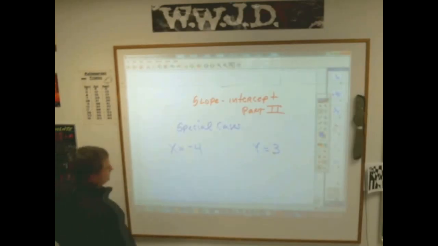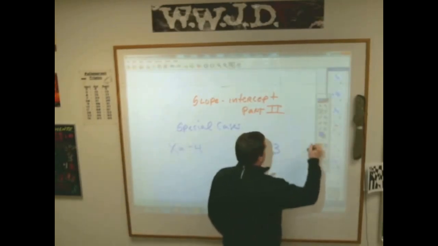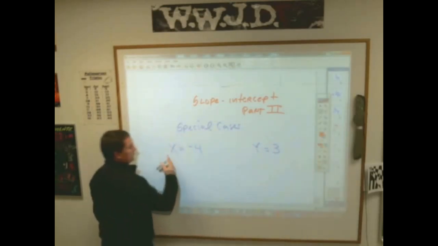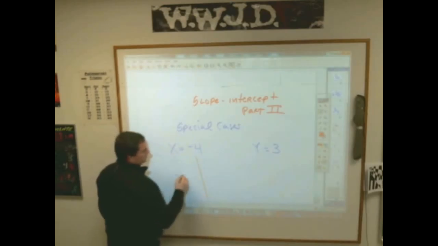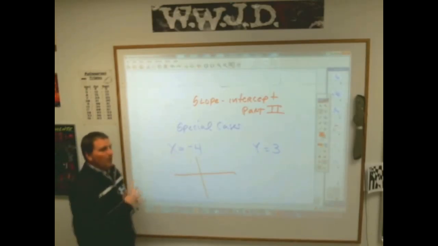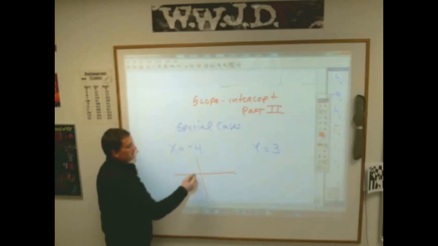Okay, you will notice this one really doesn't fit my slope-intercept form. Why? Because it isn't in the form of y equals whatever. When you see x equals -4, you just have to remember this, write this down, that no matter what y is, no matter what y is, x is always -4. Which means this. Where is x -4? 1, 2, 3, 4. Here's where x is -4. And x is always -4 along this line here. No matter what y is.